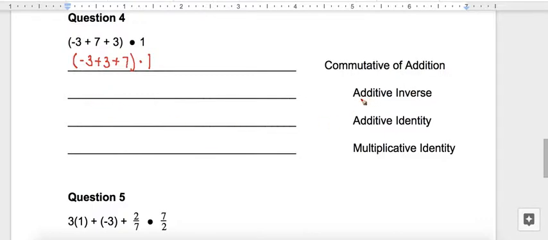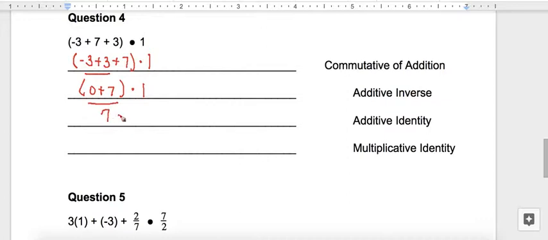Now, the next step, I want to use the additive inverse. So I have to look for the opposites. So they're right here. -3 plus 3 is 0. I'm going to keep the parentheses because I still have two numbers here. And now it wants me to use the additive identity. So I add 0 and get the same numbers. So that's right here. 0 plus 7 is 7.